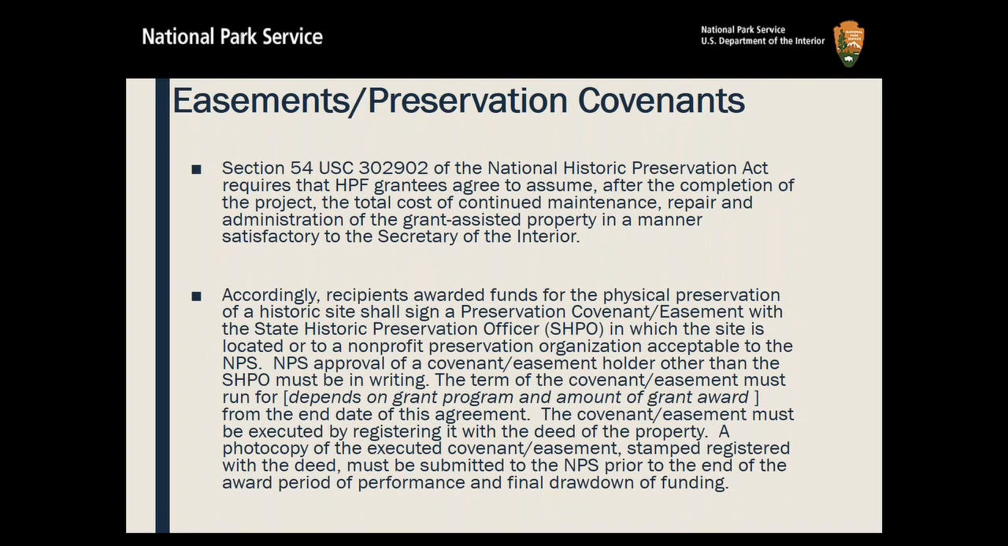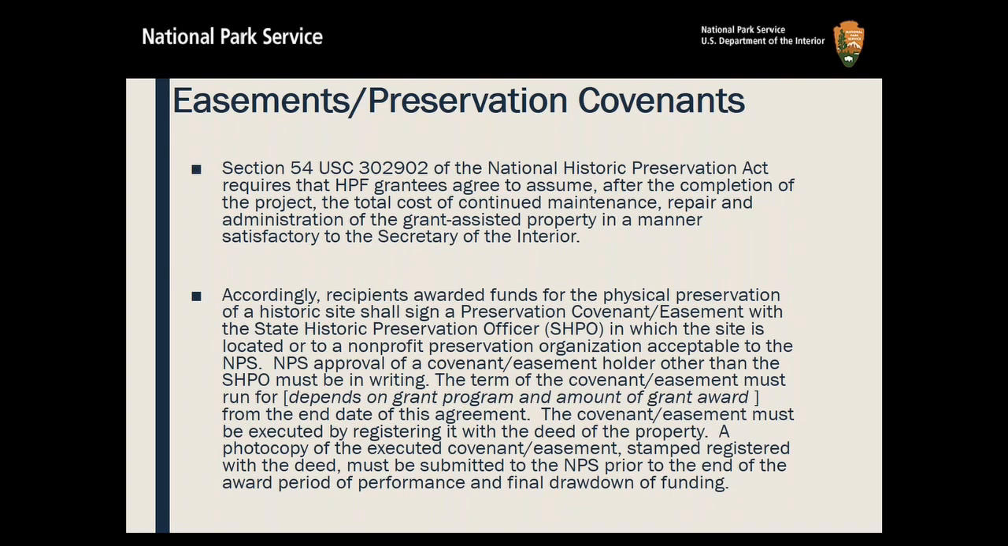Or if you have a different agency, some states don't take easements, there'll be a nonprofit preservation organization that will accept the easement. We have to approve any easement holder that's not a SHPO, and the terms of the agreement must be running for, depending on your program. For Save America's Treasures, you have the largest, I think, at 50 years.